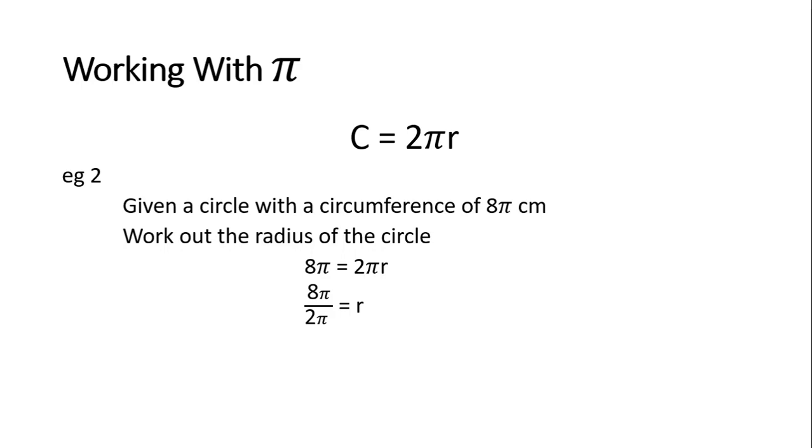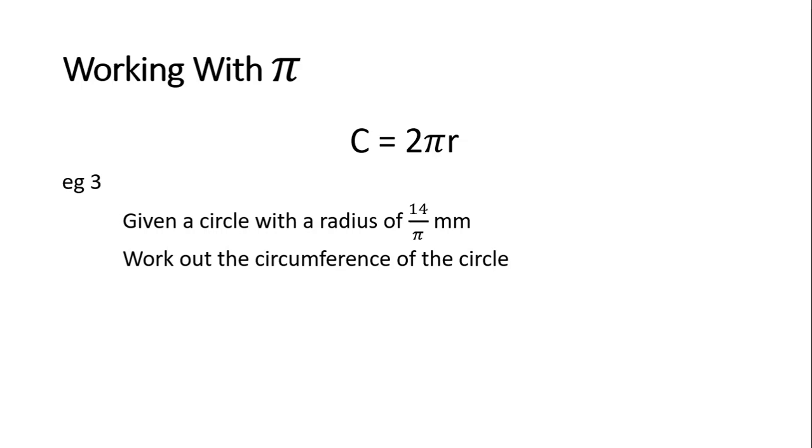So 8 pi divided by 2 pi, we can simplify this fraction. We can divide both the top and the bottom by pi. Or even more than just pi, we can divide both the top and the bottom by 2 pi. 8 pi divided by 2 pi is just going to leave us with 4. The pi cancels out. So the radius is just going to be 4 centimeters.